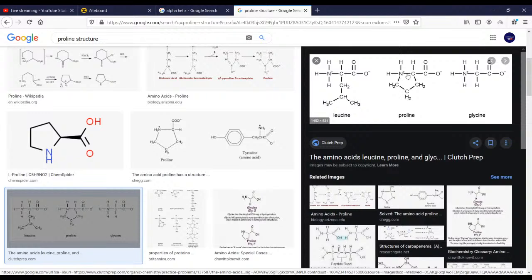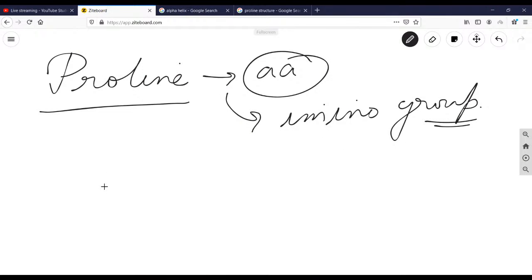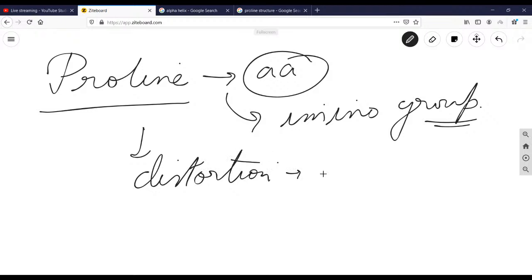So when you accommodate proline in a polypeptide chain, you distort that chain. A little bit of distortion happens in the alpha helix, okay. And wherever there is a bend, you mostly have glycine, because glycine is the smallest amino acid, so bending is very easy. Proline causes distortion due to its imino group, which is a bulky cyclic group.